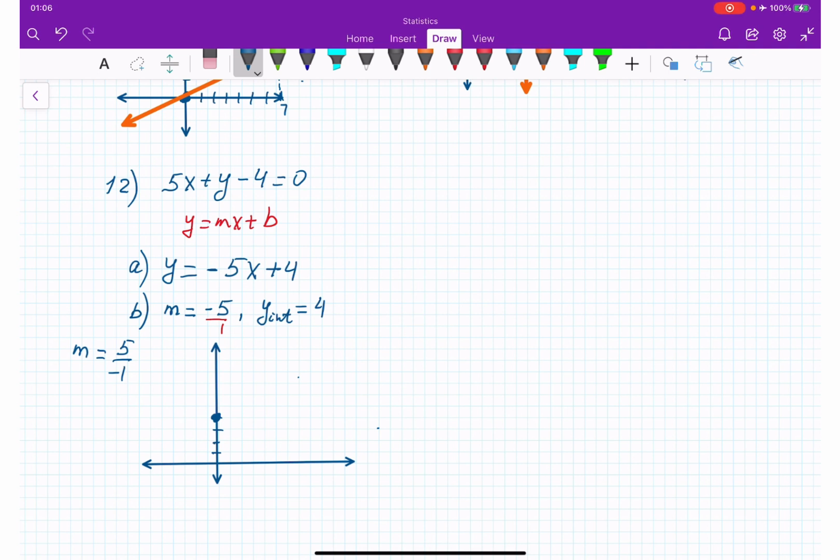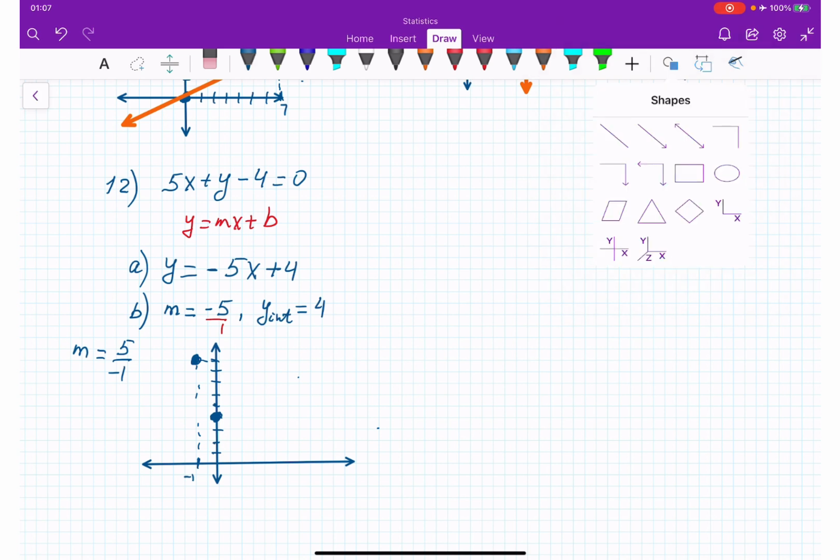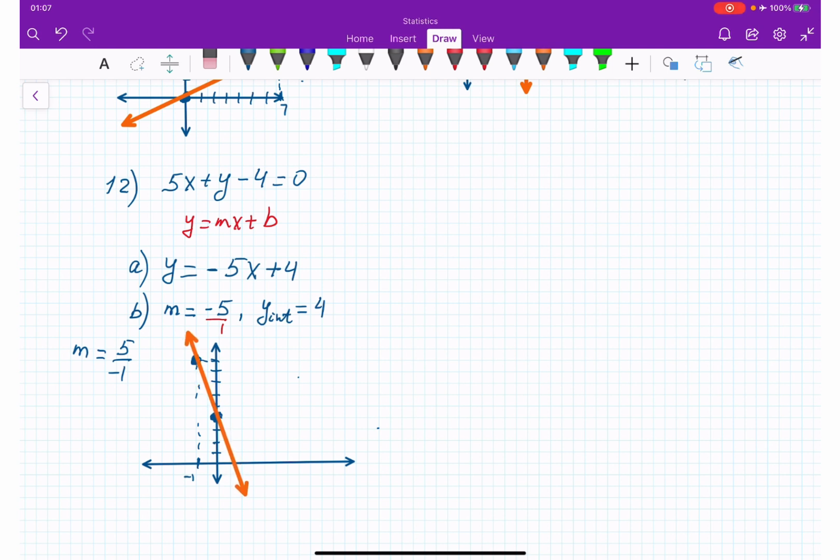So I'm going to go up by 5 from this point, from the intercept. If I had 4 and I go up by 5, it will be 9, correct? 1, 2, 3, 4, 5. And then I'm going negative 1, which is coming this way, negative 1. And here is my second point. And my graph is this. This is my graph.